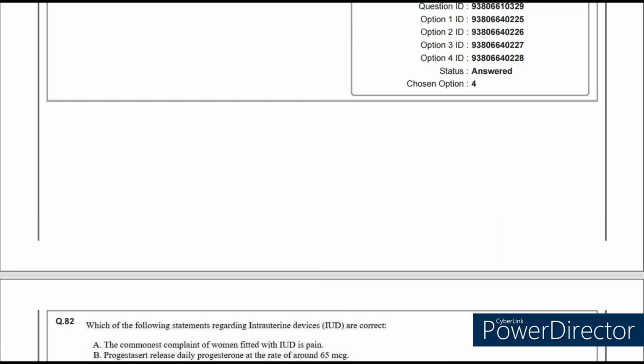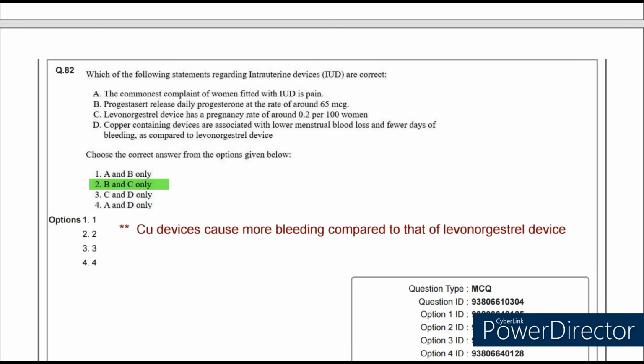And now coming to question number 82, find the correct statement regarding IUD devices. So in this case, option B and C are correct. And always remember, copper devices cause more bleeding compared to that of levonorgestrel devices.